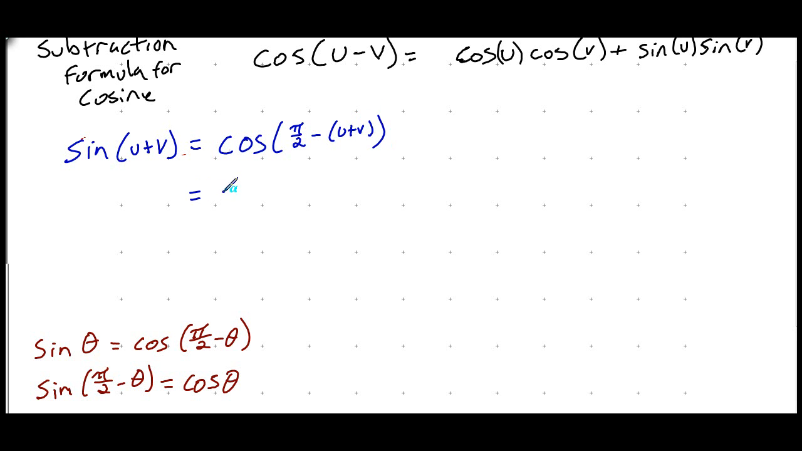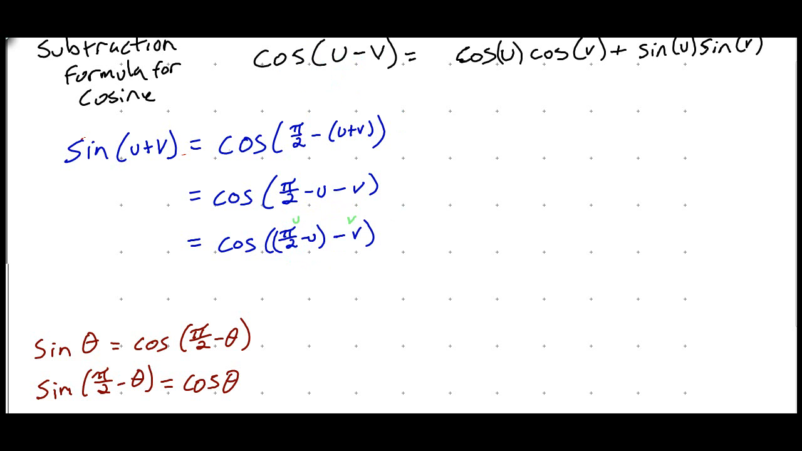Given a little more rework, I can say that's equivalent to cosine of pi over 2 minus u minus v. And if I separate even more, I can group together a little better: pi over 2 minus u, and minus v. So essentially I'm calling this part my u and this part my v, and you can see I am now set up to use my subtraction formula for cosine.